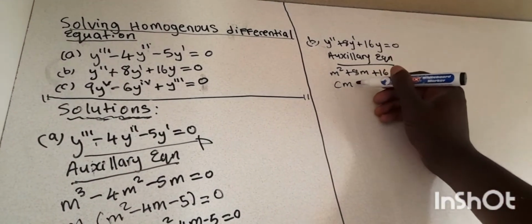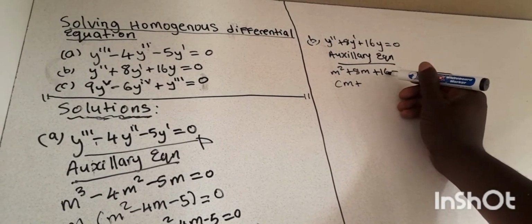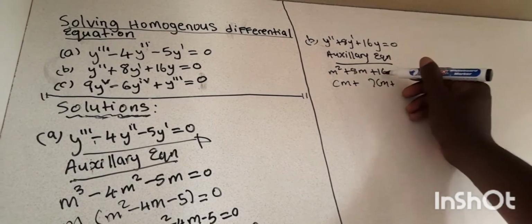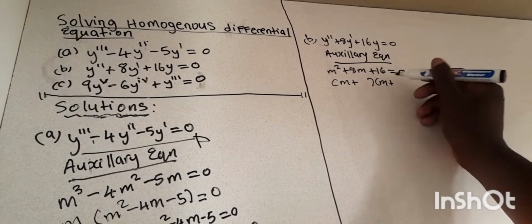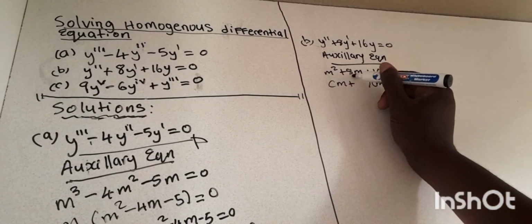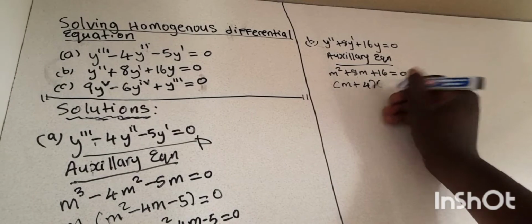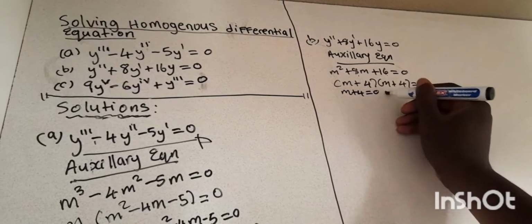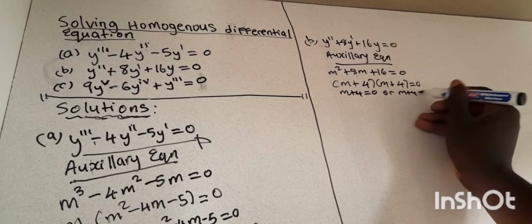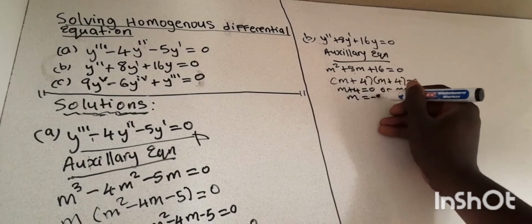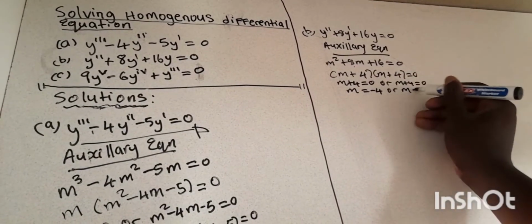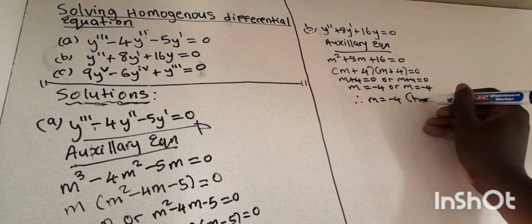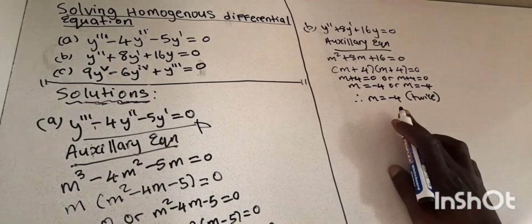This is m plus, what are the factors of m squared? m and m. The factors of 16 are positive and positive, which multiply each other to give 16, and when we add them give 8: that is 4 and 4. This equals 0. That means m plus 4 is 0, or m plus 4 is 0. m equals minus 4, or m equals minus 4. You can see that m is just minus 4 and it's just twice. There are two m equal to minus 4.